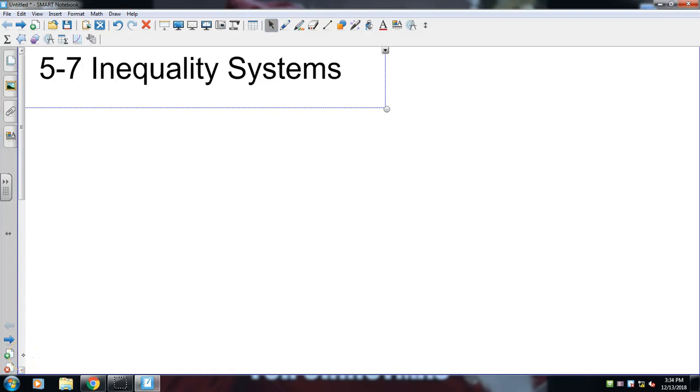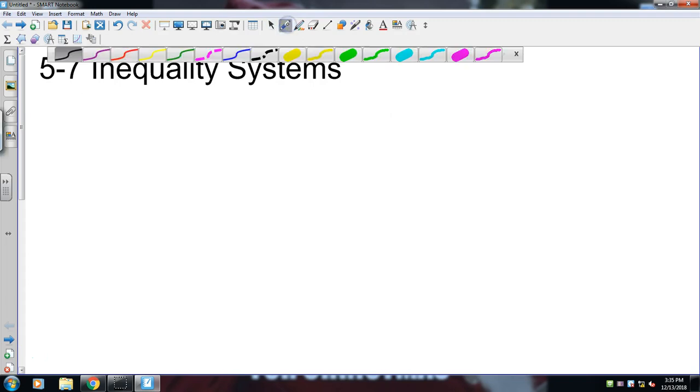Okay, Chapter 5, Section 7. We are going to take graphing those inequalities one step further, and now we're going to graph systems. But before we do that, we're going to look at the substitution method, and possibly they're going to give us a point, and we're going to see if that holds true.